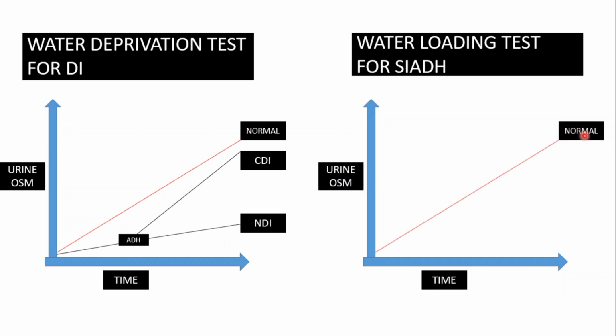This is normal. The patient will have high urine osmolality because even after giving lots of water, the patient has lots of ADH, so he will conserve all the water in the body. So the urine will have more of electrolytes. That's why in SIADH the urine osmolality is high. This is how you do a water deprivation test and water loading test and confirm the diagnosis.